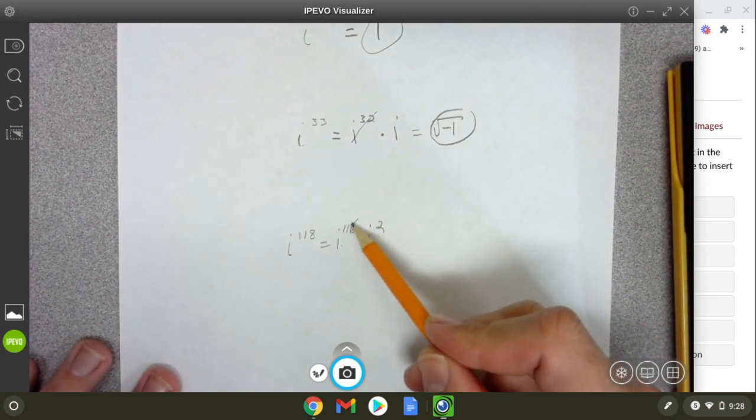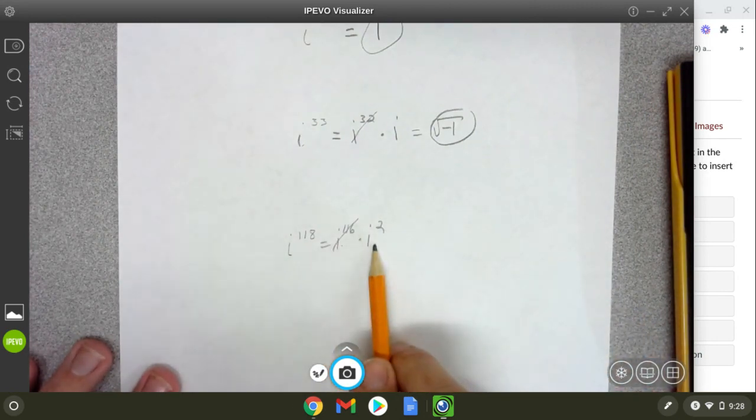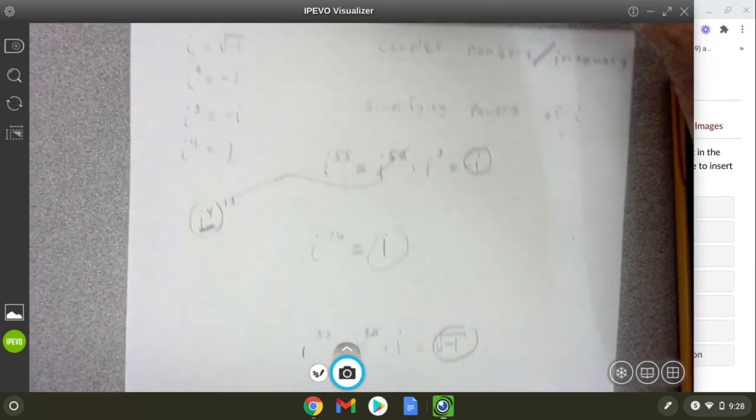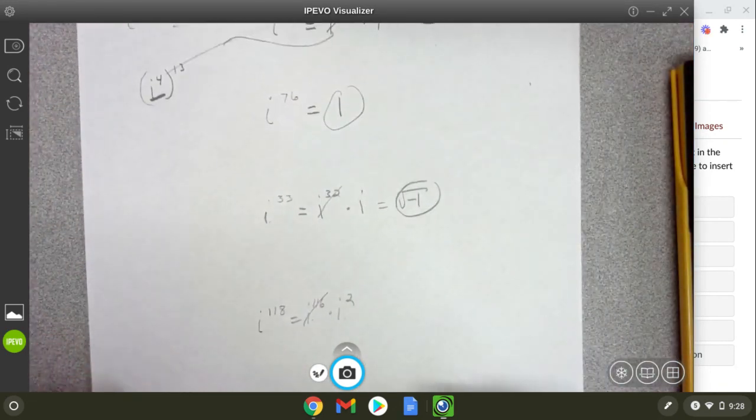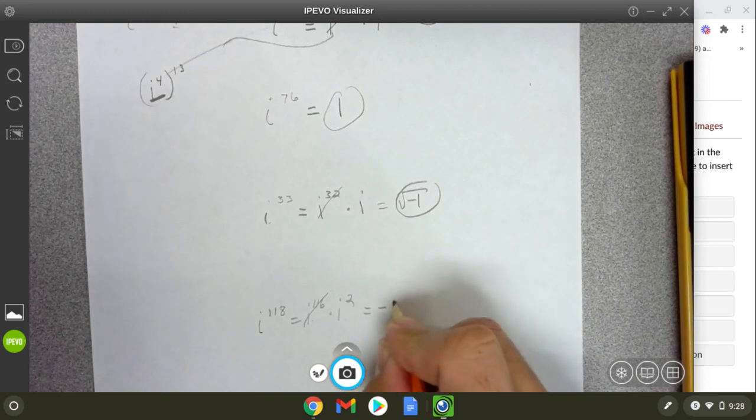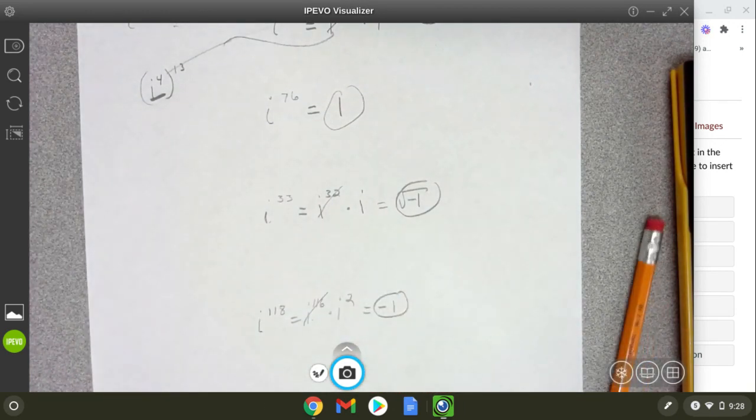This one is just a bunch of ones. And i to the second, that's what that chart's for. i to the second is -1. And that'll do it.